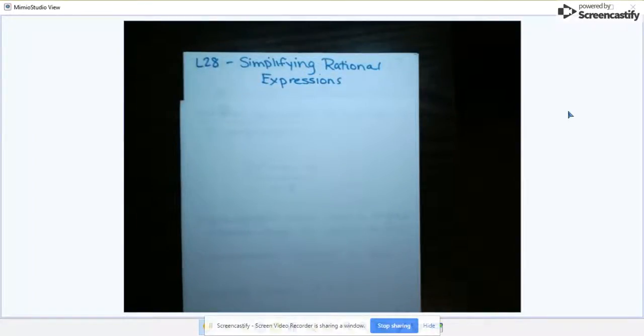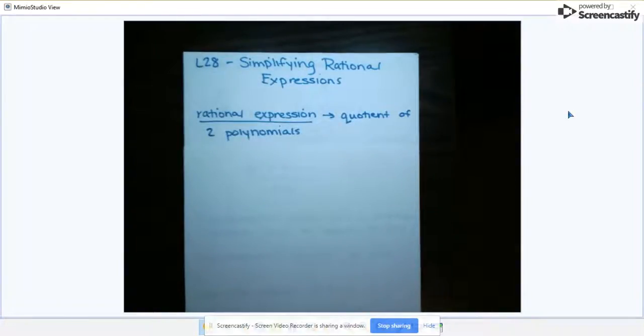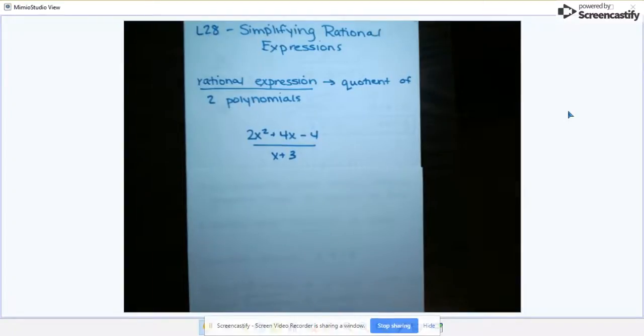Hello class. We're going to look at simplifying rational expressions. So just a vocab word, a rational expression is when you have two polynomials and we're dividing them. So we'll have a fraction and we're going to have variables in the denominator. So it could look something like this. There's one example. We need to keep in mind though that we cannot divide by 0.